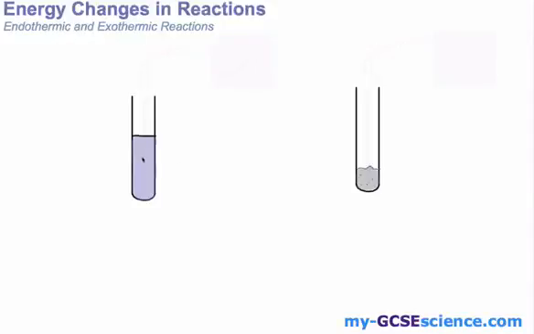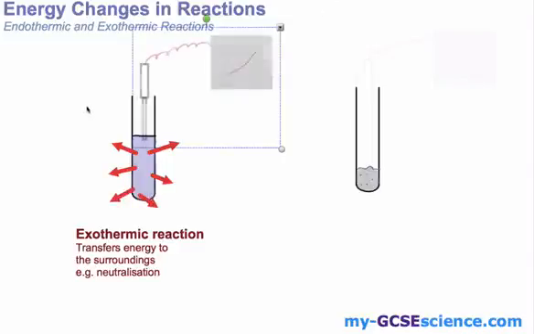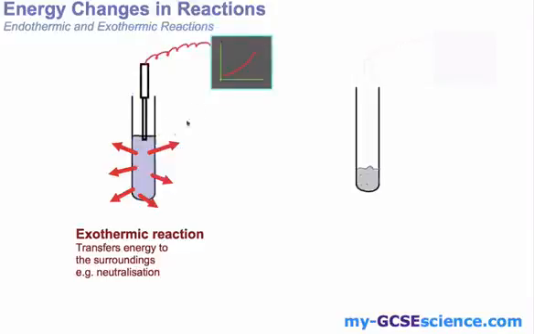Now on the left hand side over here I've got an example of an exothermic reaction, and an exothermic reaction is one that transfers energy to the surroundings, transfers heat energy to the surroundings. One example is neutralization, and that's the reaction between an acid and an alkali. So if I reacted an acid and alkali together, I would get an exothermic reaction, and this would give off heat to the surroundings. In addition, if I was to use a temperature sensor and measure the temperature over a period of time, you would see the temperature rise slowly as the reaction proceeds.